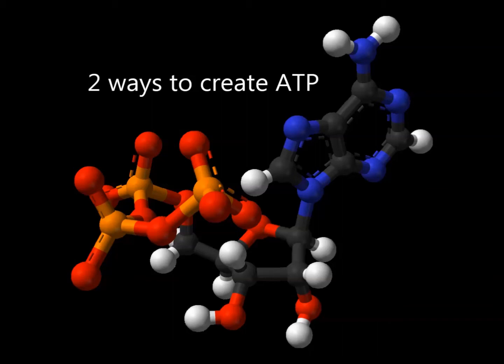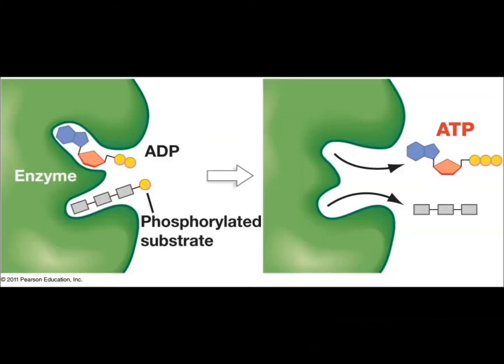In cellular respiration, ATP is formed in two different ways: substrate level and oxidative phosphorylation. In substrate level phosphorylation, enzymes strip the phosphate off of a substrate. It then adds it to an ADP to make it into ATP. It is an endergonic process. This occurs in both glycolysis and the Krebs cycle.